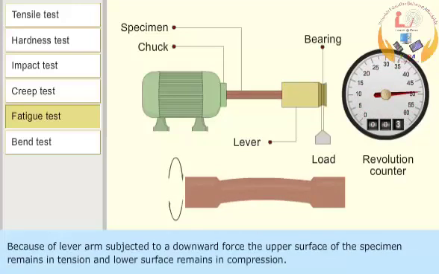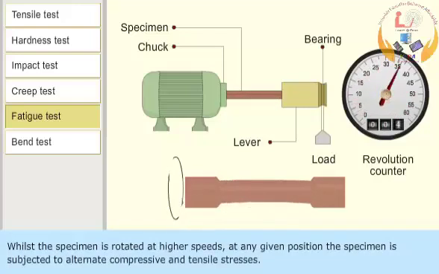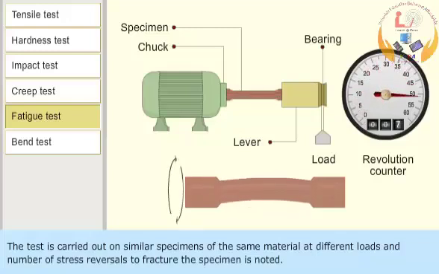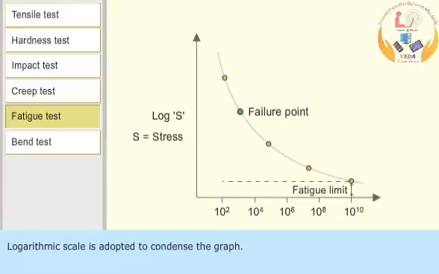Because of the lever arm subjected to a downward force, the upper surface of the specimen remains in tension and lower surface remains in compression. While the specimen is rotated at higher speeds at any given position, the specimen is subjected to alternate compressive and tensile stresses. The test is carried out on similar specimens of the same material at different loads, and number of stress reversals to fracture the specimen is noted. The results are plotted on a graph from which fatigue limit is calculated. Logarithmic scale is adopted to condense the graph.